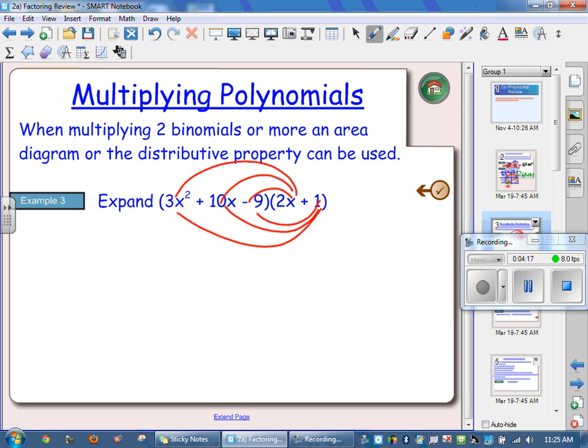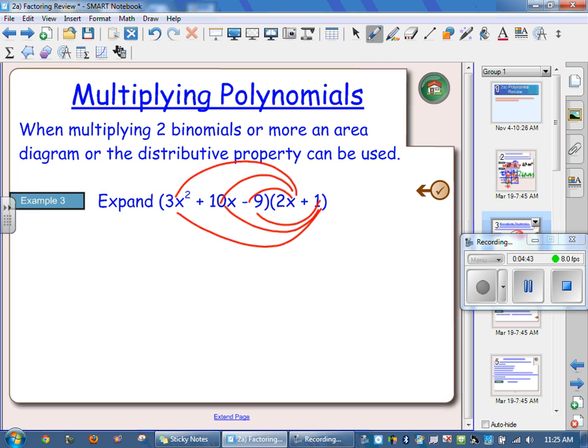Now, the box method tends to be a better method to use. How come? Because that means you won't forget to multiply something. If you just do this rainbow distributive property method, sometimes you end up forgetting something. But if you have the box method, you know you've got to multiply to fill something in the box. So give that one a try.